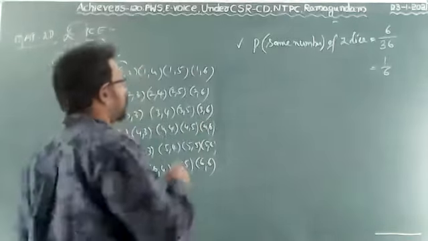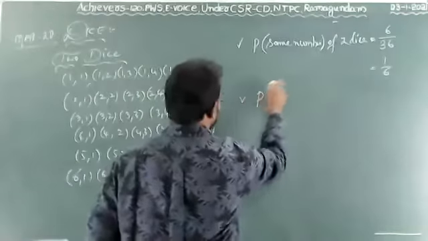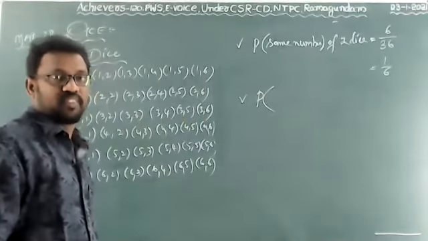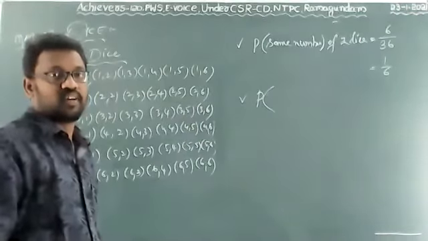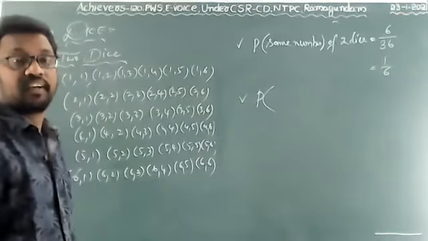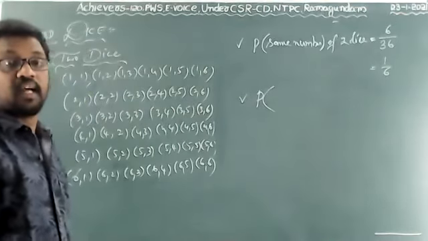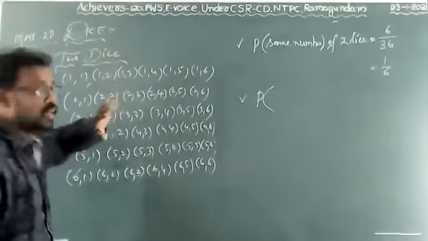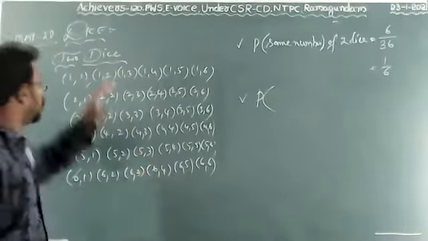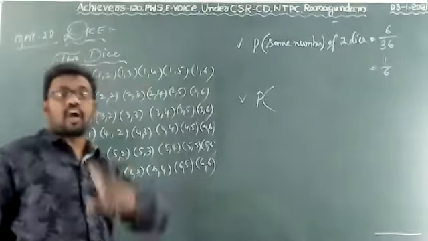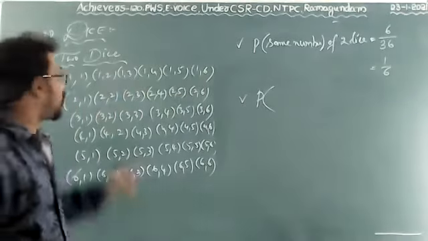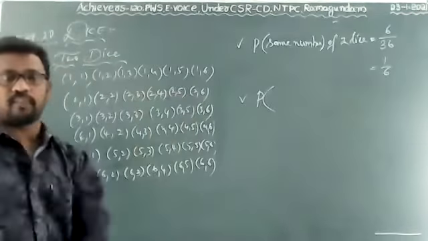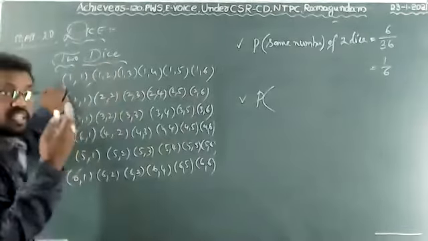Let me go with one more problem. What is the probability of getting a prime number on 2 dice? Only prime numbers it should be. So you just don't see the pair 1, 1, 1, 2. Delete that. You should not see it because 1 is not a prime.